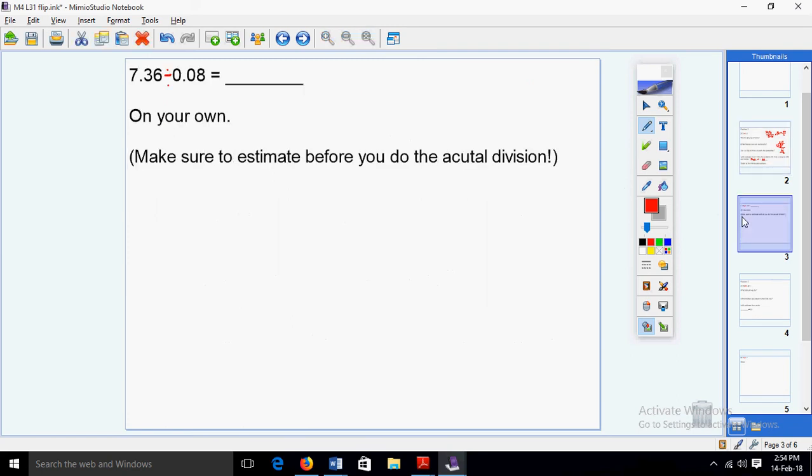So on your own, you're going to do 7 and 36 hundredths divided by 8 hundredths. Remember, we're now in hundredths. So you want to multiply by a fraction that will get you to whole numbers with hundredths. Go ahead. I want you to estimate. The question is going to be an estimation first, and then do the actual division.